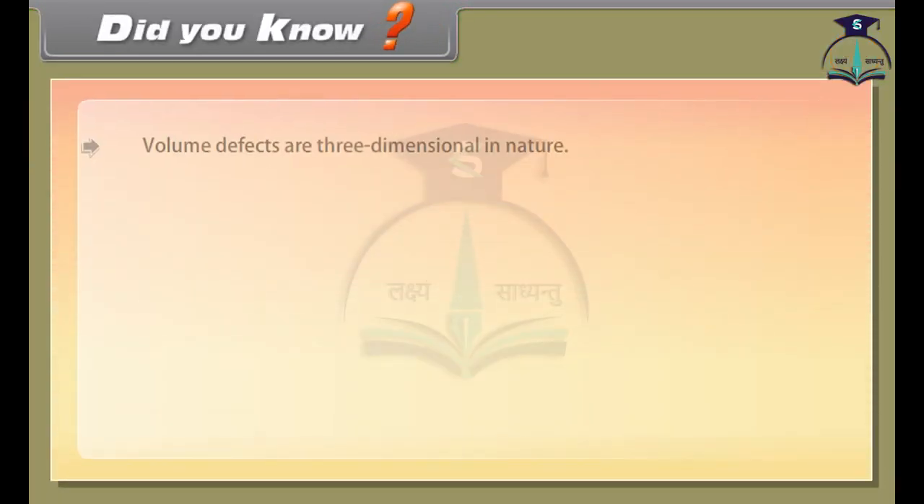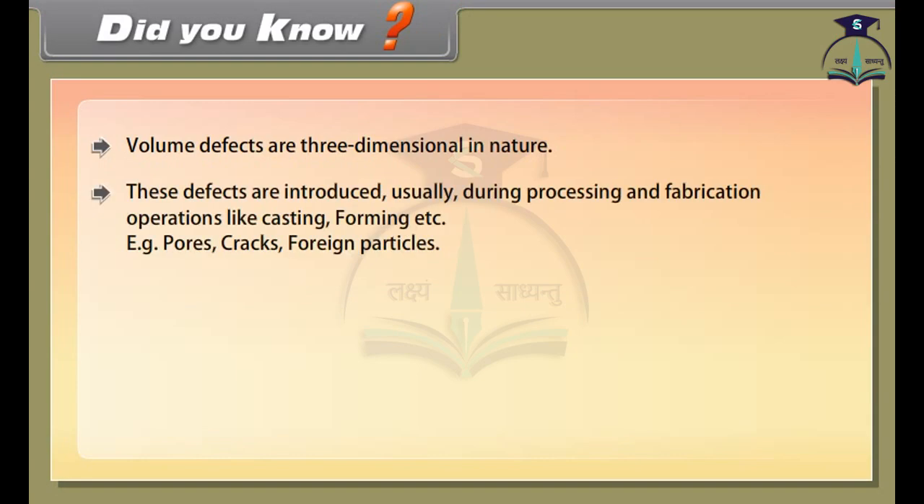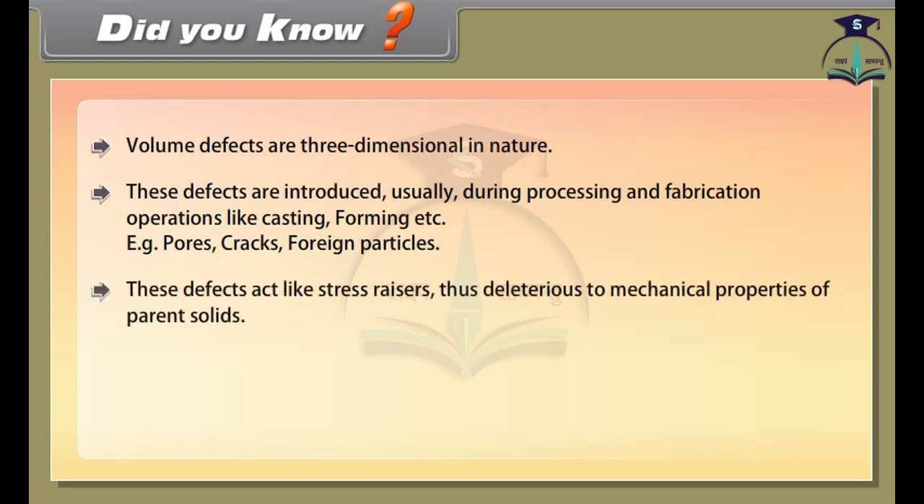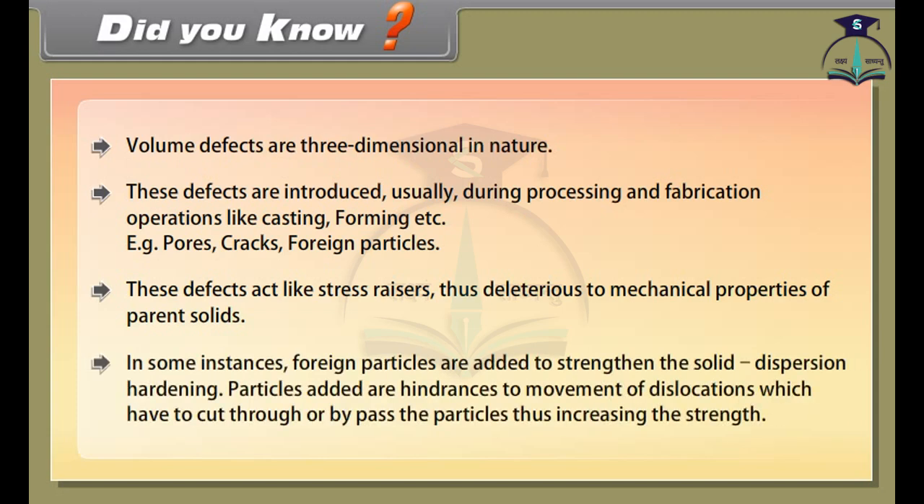Did you know volume defects are three-dimensional in nature? These defects are introduced usually during processing and fabrication operations like casting, forming, etc. Example: pores, cracks, foreign particles. These defects act like stress raisers, thus deleterious to mechanical properties of parent solids. In some instances, foreign particles are added to strengthen the solid, called dispersion hardening. Particles added are hindrances to movement of dislocations, which have to cut through or bypass the particles, thus increasing the strength.